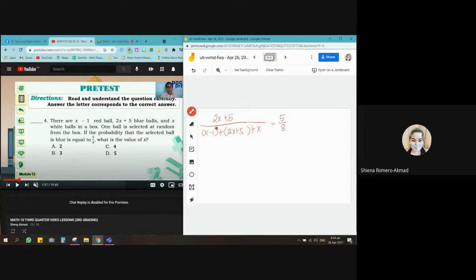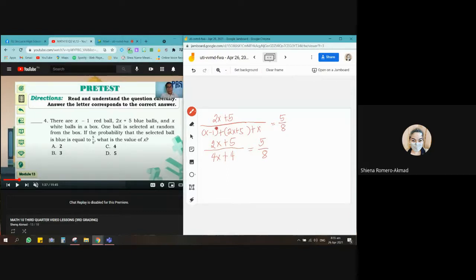Para madali natin tong solve, ang gawin muna natin, i-add muna natin yung mga nasa denominator. Since addition yan, you have to add all the similar terms. So, alin-alin ba dyan yung mga similar terms? That is x, 2x, and x. So, x plus 2x plus x is 4x. How about the constant term? We have negative 1 and positive 5. So, that's positive 4 po. Okay. So, we have this expression which is equal to 5 over 8.